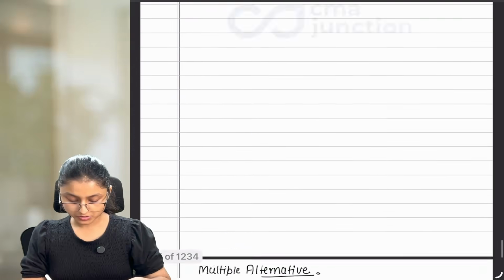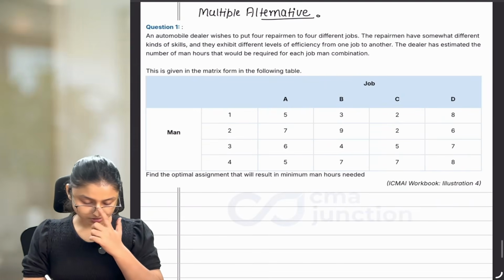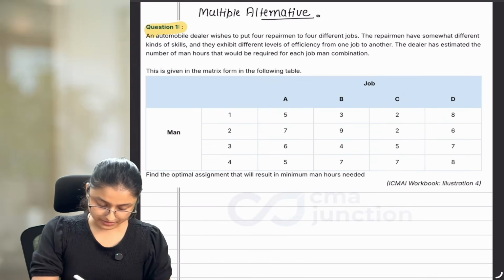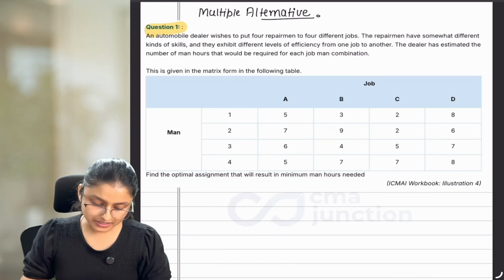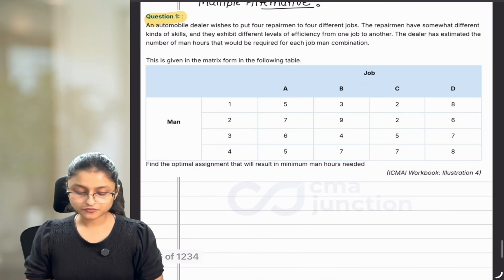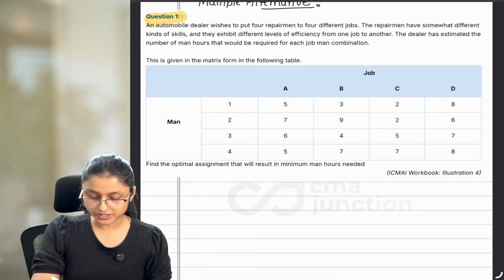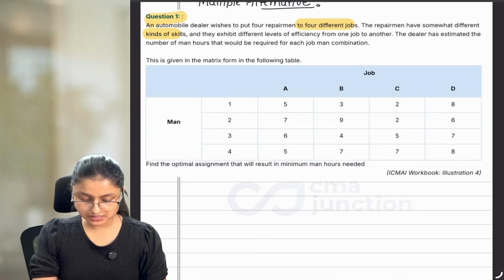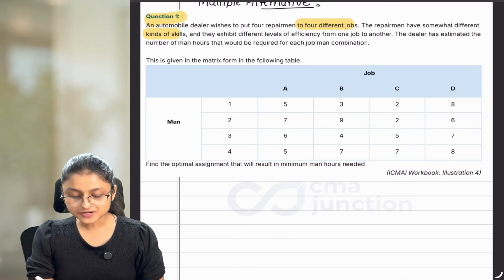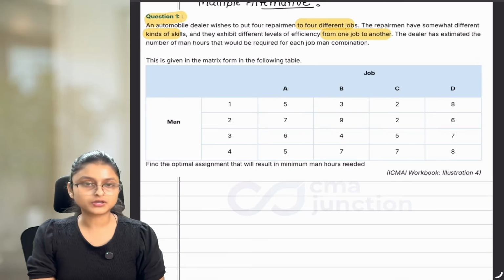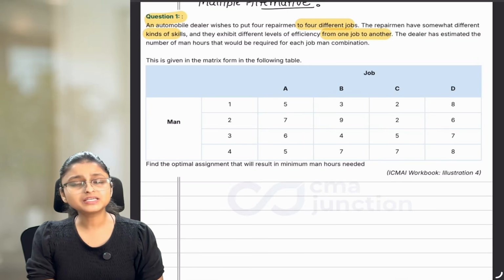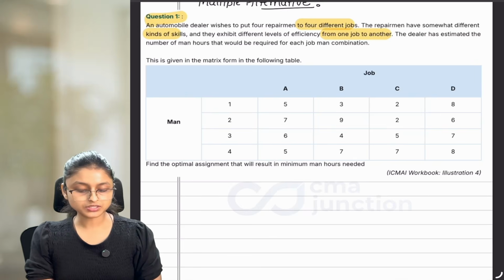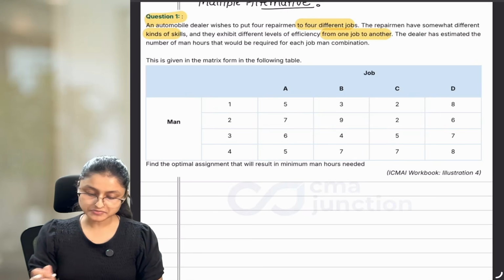Now let's move forward to the next question, that is question number 1. Let's see what it says. An automobile dealer wishes to put 4 repairmen to 4 different jobs. The repairmen have somewhat different kinds of skills and they exhibit different levels of efficiency from one job to another. And this is what normally happens with the workers. They work with different kinds of skills and take different time in different jobs.